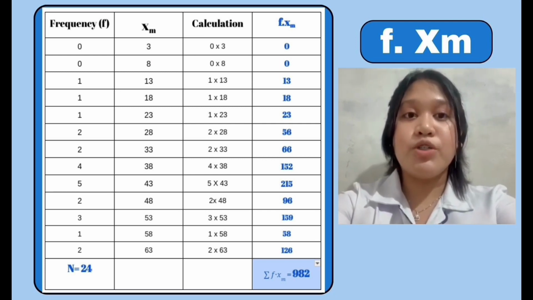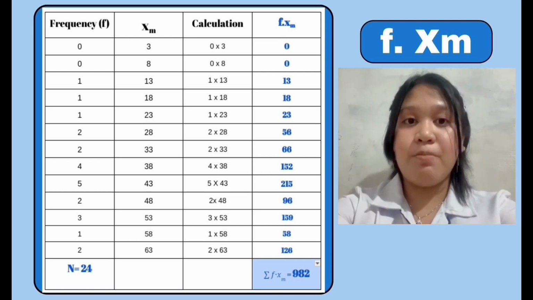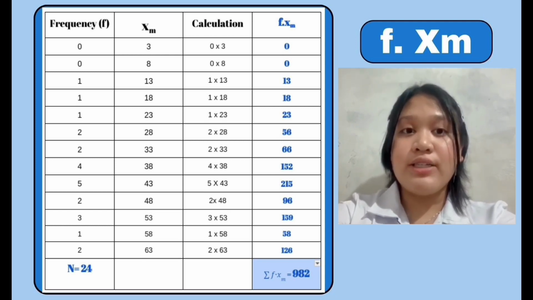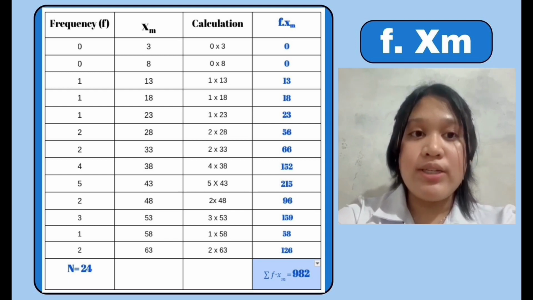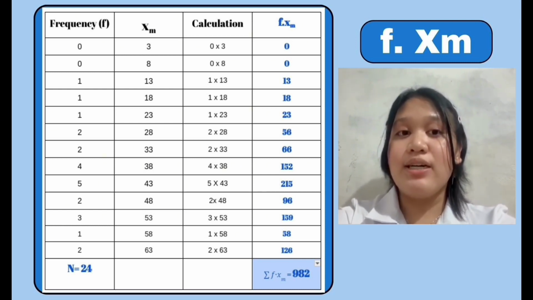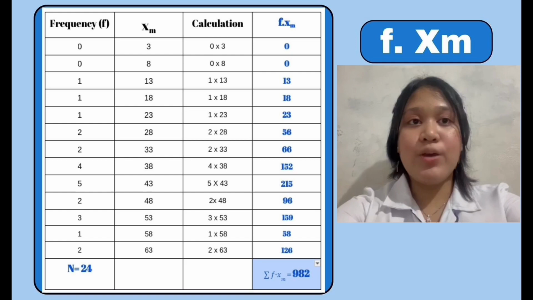In our distribution table, we have the sum of f times xm divided by the total frequency of 24. This would give us the value of the mean, which is 40.91666667, or rounded off to 2 decimal places, so the value of our mean is 40.92. After finding the mean, we can now proceed to step 6.